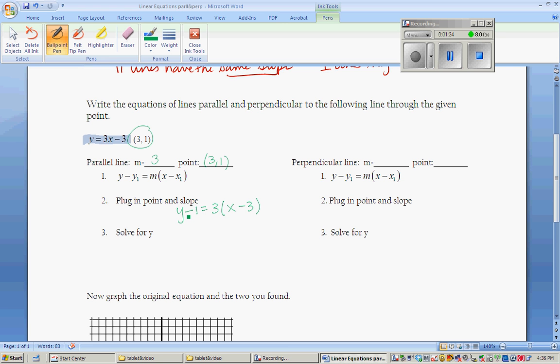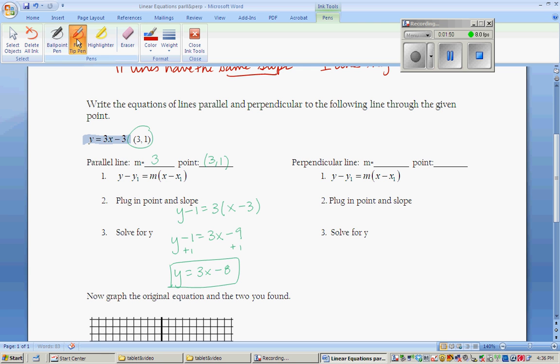And if we want to write this in y equals mx plus b so we can graph it more easily, we are going to just distribute that 3. And we're going to add this 1 to both sides. So you get y equals 3x minus 8.